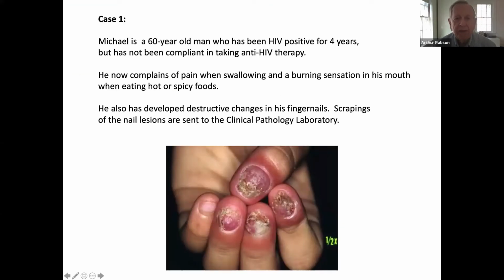And I'm going to show you an interesting case. This is Michael, who's a 60-year-old man with HIV. He has not been compliant in taking his anti-HIV therapy and now complains of pain when swallowing and a burning sensation in his mouth when eating hot or spicy food. He also has developed destructive changes in his fingernails, and you can see horrible looking fingernails over there. And when they are scraped, the scrapings are sent to my laboratory at Tufts Medical Center.